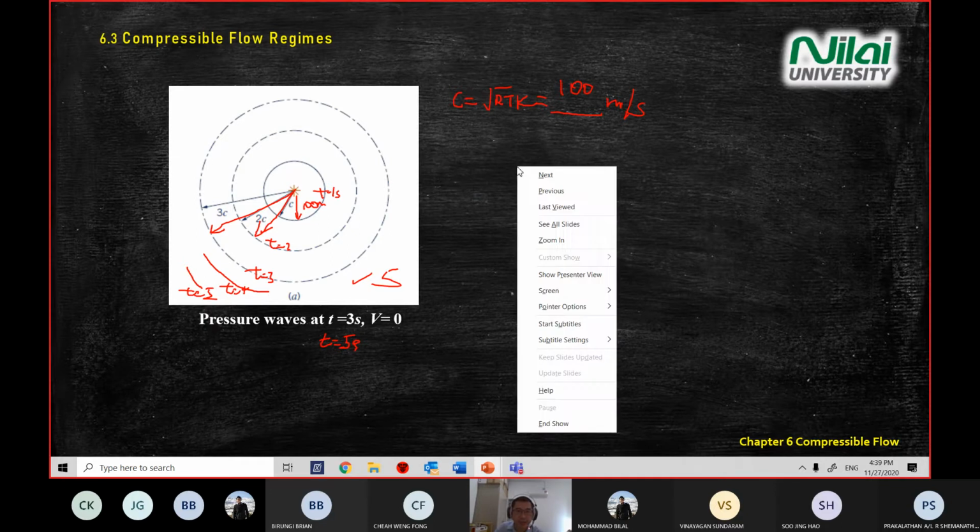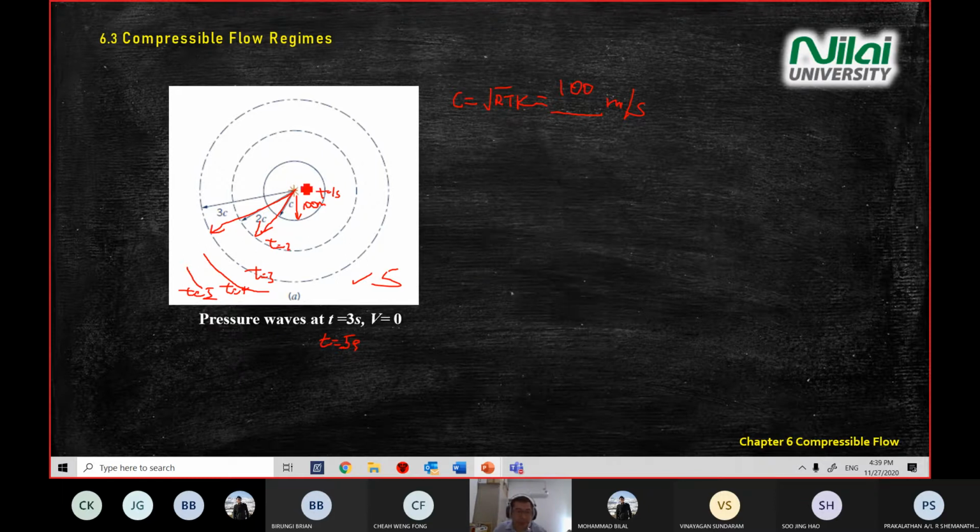It also means at t equal to 3 seconds, it is 300 meters from the source. Only at this point, v is 0? What do you mean? I mean v0. It's written pressure waves. v0, yes. What does it mean? It means that the source doesn't move. Only the source, meaning you hit an atomic bomb, for example. You hit at this point, and then it doesn't move.